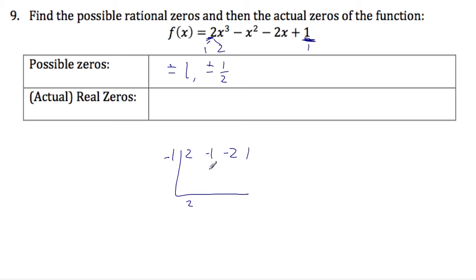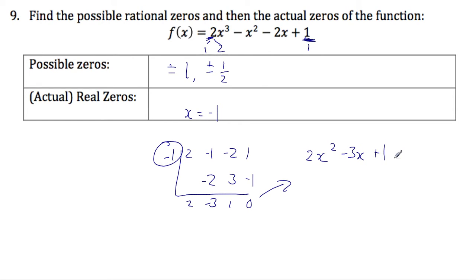So we bring down the 2, multiply. So negative 2, that's going to be negative 3. Multiply, that's going to be 1, negative 1, 0. Oh boy, I'm on a roll here. So again, this means that negative 1 is a 0, so x equals negative 1. And we get 2x squared minus 3x plus 1, set that equal to 0.